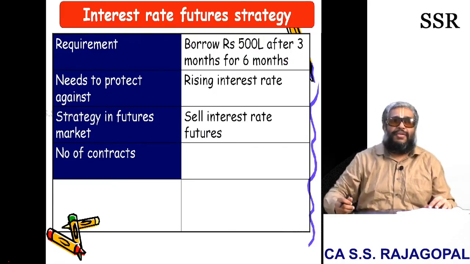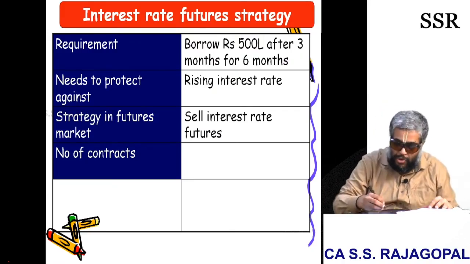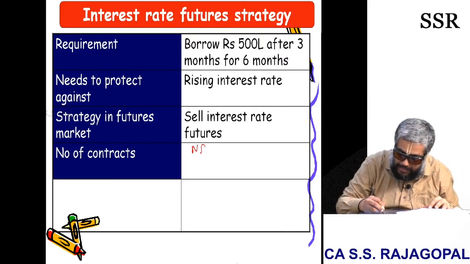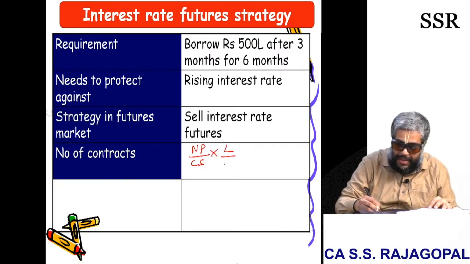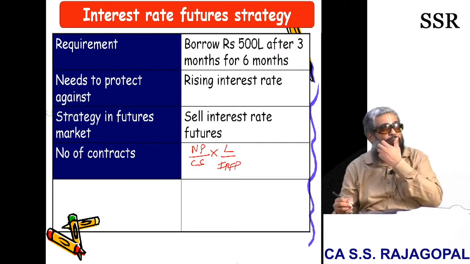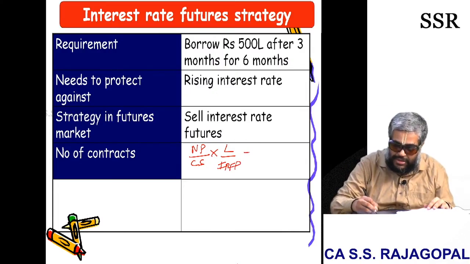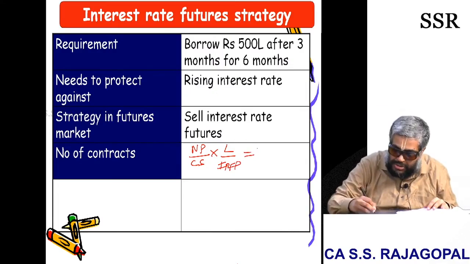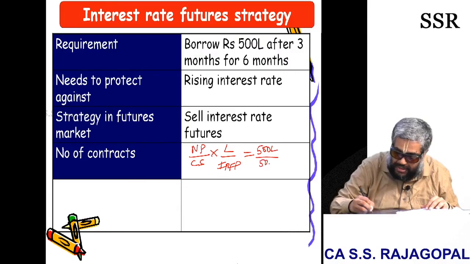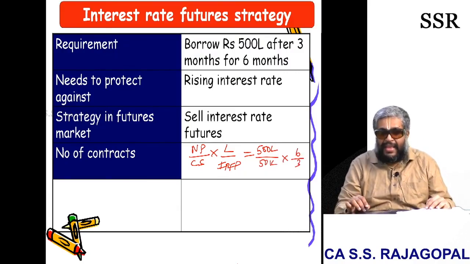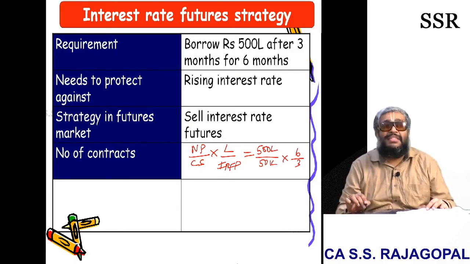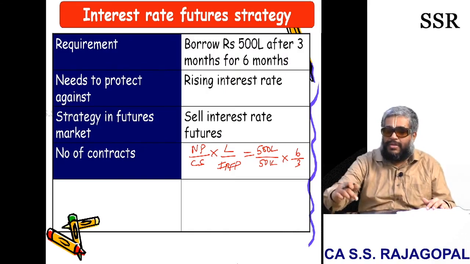Write down number of contracts: notional principal divided by contract size, into loan period divided by interest rate futures period. Notional principal is 500 lakhs divided by 50,000, into 6 by 3. I can hedge only using 3 months futures, but 6 months is the loan period, so I have to double the number of contracts.